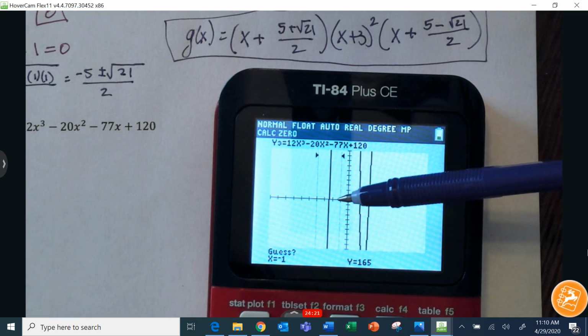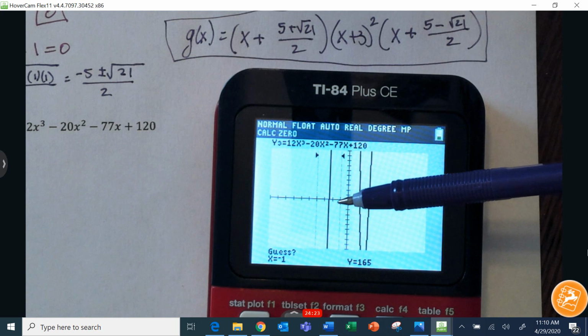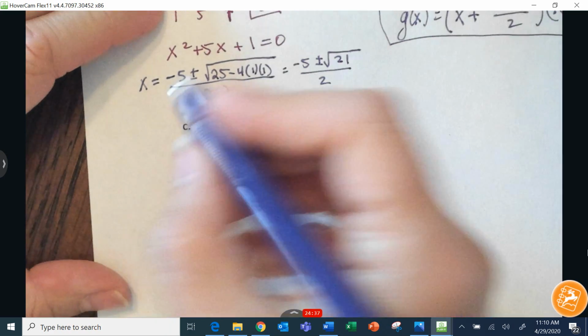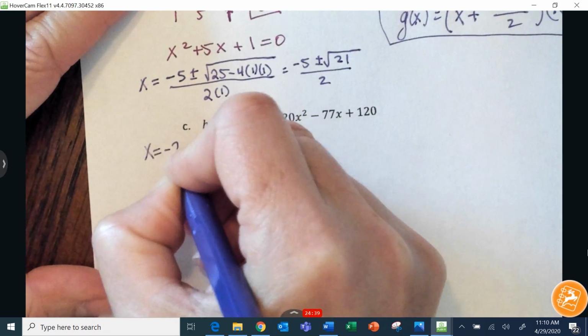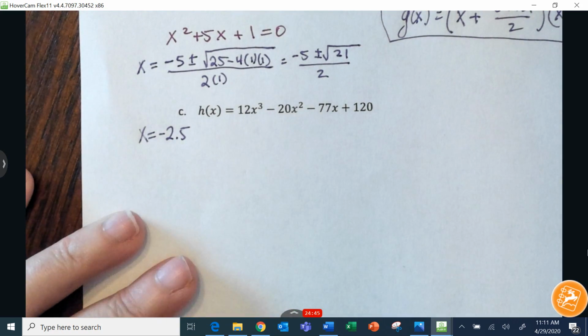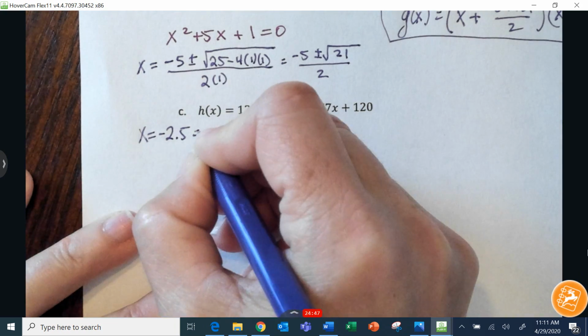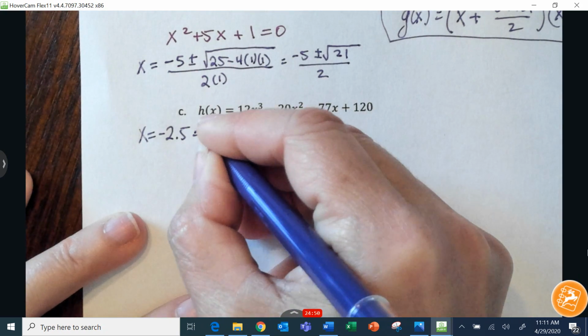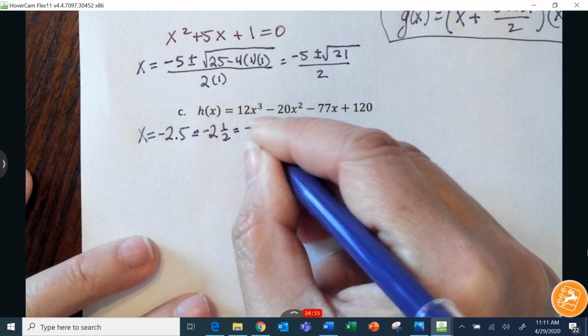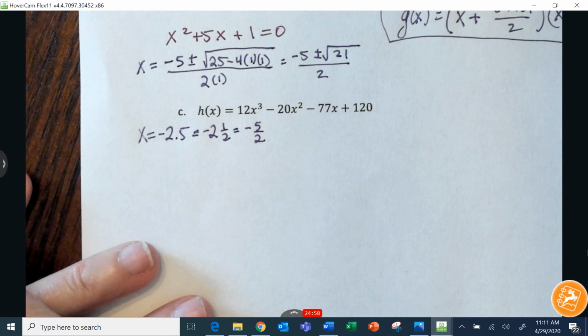I'm going to show you how you don't have to be super accurate. I'm going to say -2. It's definitely not -2, but it's closer to -2. And then it comes up with an answer, -2.5. So x equals -2.5. But we're not going to use decimals. So I don't want this written as a decimal. I'll take that and I'm going to change it into a fraction. You could say -2.5. We do not want a mixed number. So -5 halves. -5 halves is the fraction that I'm looking for.